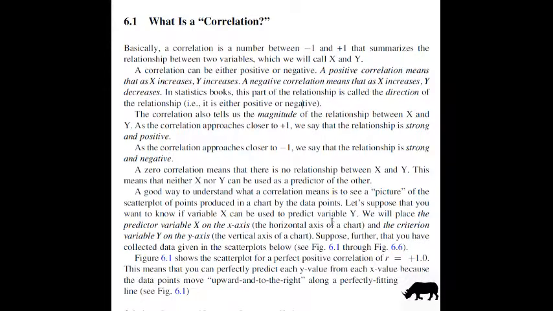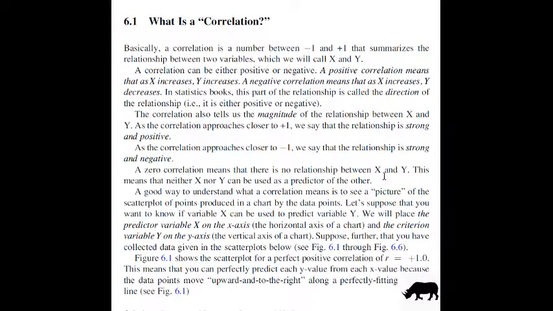A good way to understand what a correlation means is to see a picture of the scatter plot of points produced in a chart by the data points. Let's suppose that you want to know if variable x can be used to predict variable y. We will place the predictor variable x on the x-axis, the horizontal axis of a chart, and the criterion variable y on the y-axis, the vertical axis of a chart. Suppose, further, that you have collected data given in the scatter plots below.